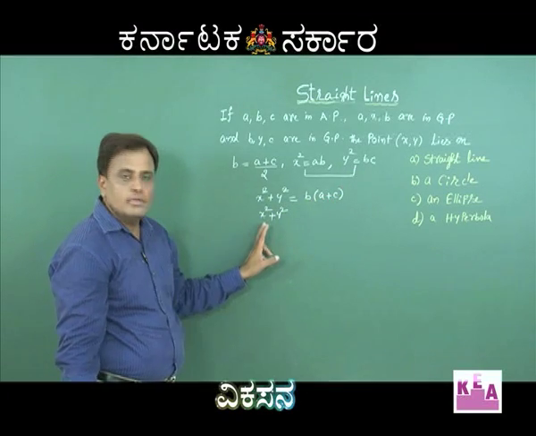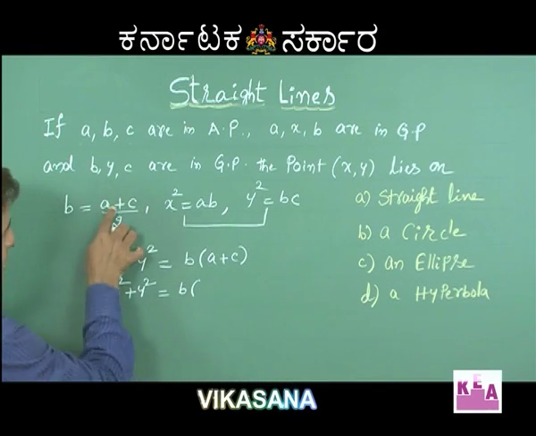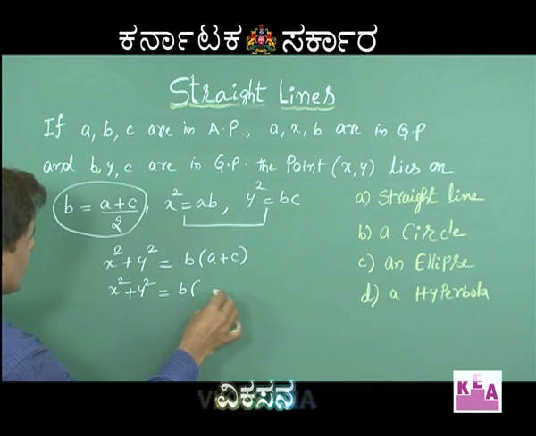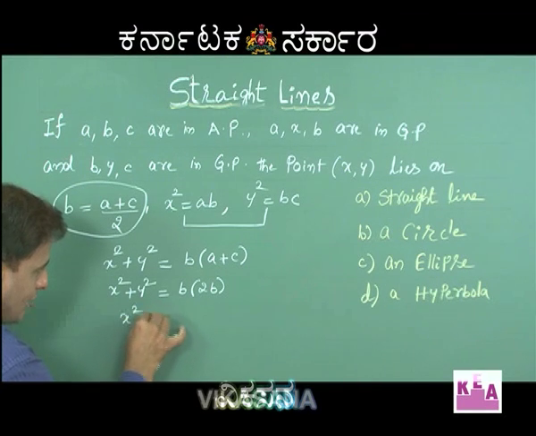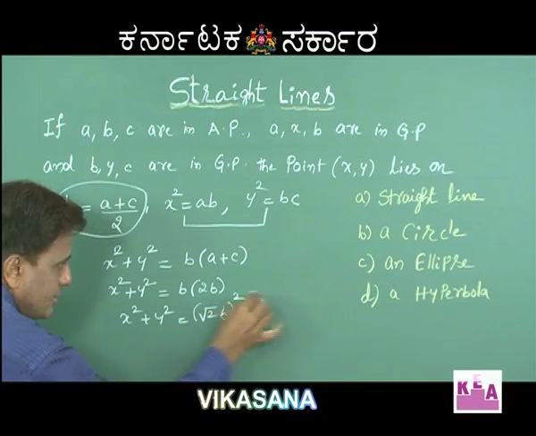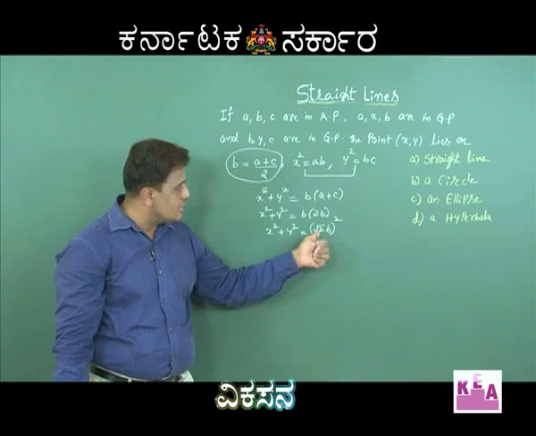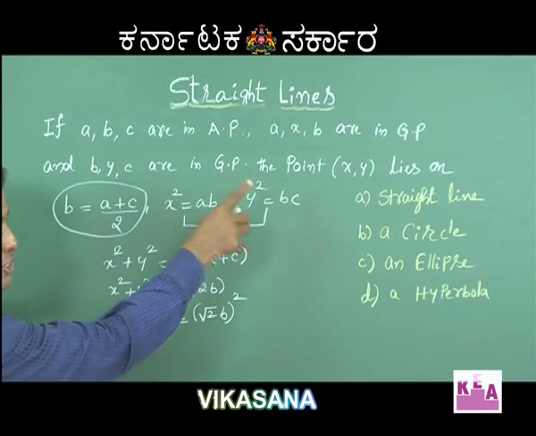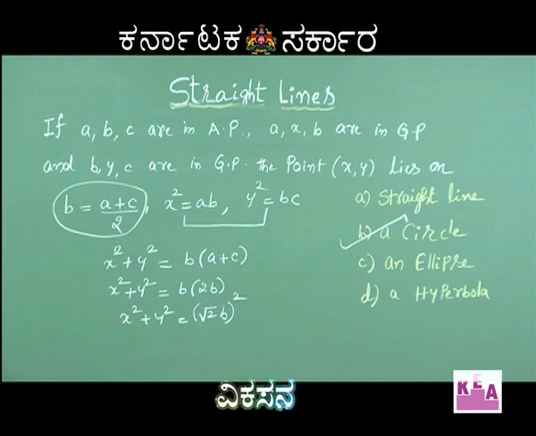Still, let me complete this one. X square plus Y square is equal to B into (A plus C), and A plus C is equal to 2B from this equation. Therefore the final result is X square plus Y square is equal to root 2B whole square. Clearly this equation represents the equation of a circle whose center is at the origin and radius is equal to root 2B. Therefore the right option is that the point X, Y definitely lies on a circle. The right option is B.